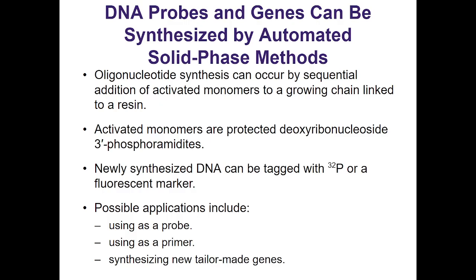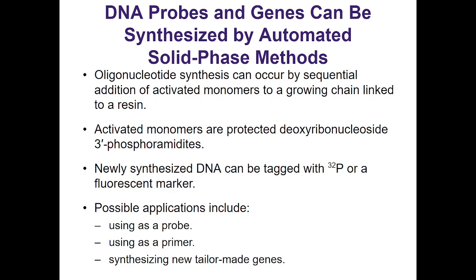Okay, so our DNA probes and genes, these can be synthesized by automated solid phase methods. The oligonucleotide synthesis can occur by sequential addition of activated monomers to a growing chain linked to a resin. The activated monomers are going to be protected deoxyribonucleoside 3' phosphoramidates. The newly synthesized DNA can then be tagged with 32P or a fluorescence marker.